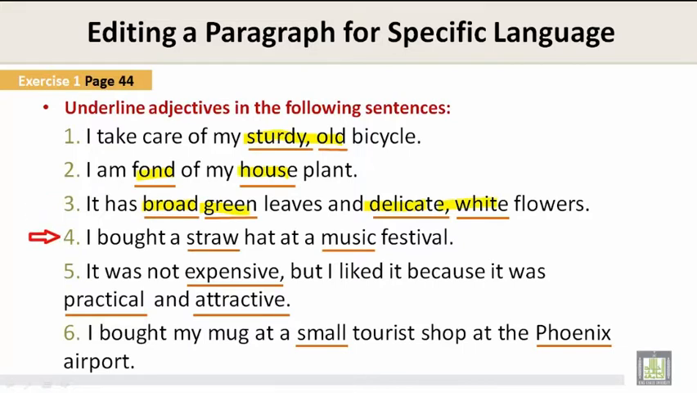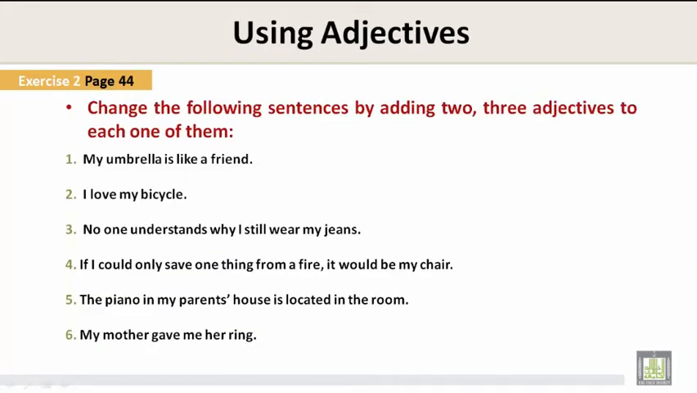Number 4. I bought a straw hat at a music festival. Number 5. It was not expensive, but I liked it because it was practical and attractive. Number 6. I bought my mug at a small tourist shop at the Phoenix airport. Let's continue. Exercise 2, page 44.